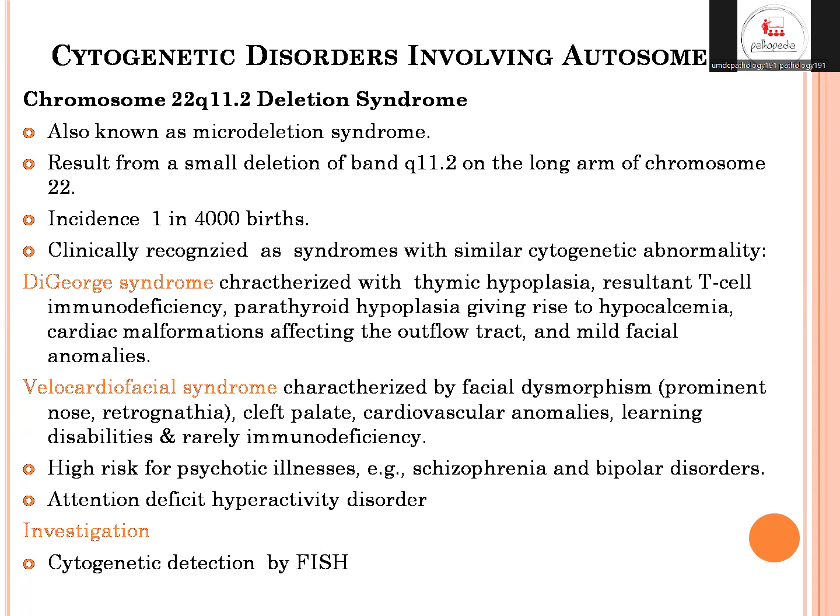DiGeorge syndrome is characterized by thymic hypoplasia resulting in T-cell immunodeficiency, parathyroid hypoplasia giving rise to hypocalcemia, cardiac malformations affecting the outflow tract, and mild facial anomalies. Velocardiofacial syndrome is characterized by facial dysmorphism, prominent nose, retrognathia, cleft palate, cardiovascular anomalies, learning disabilities, and rarely immunodeficiency. There is also a high risk of psychotic illnesses, for example schizophrenia and bipolar disorder.